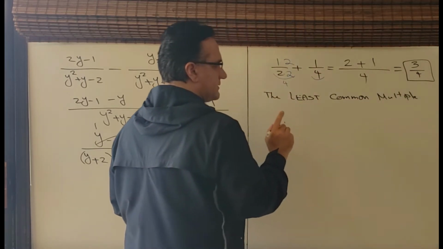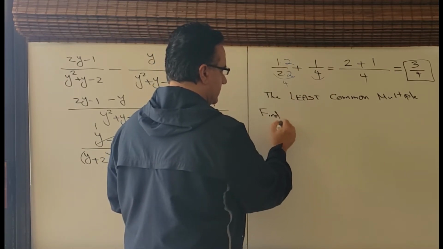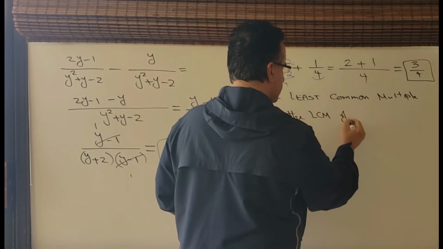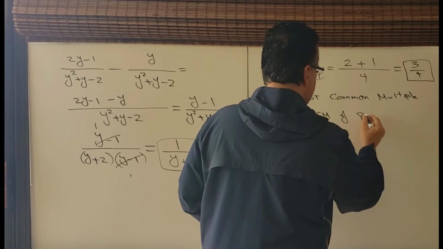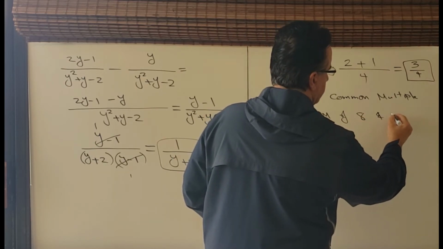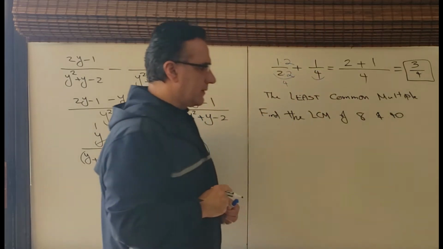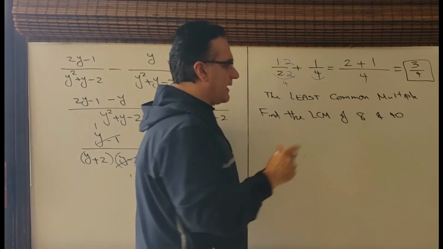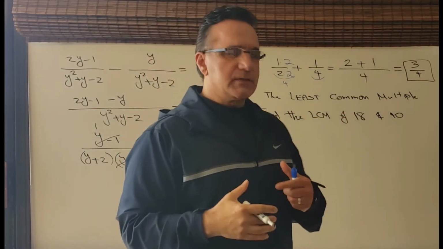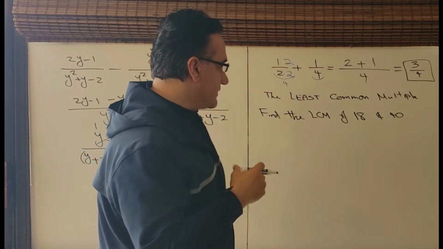Okay, so let's start with a real simple example of finding the least common multiple of, say, 8 and 40. Okay, so actually let's make it more interesting. Let's make it 18 and 40. So now we're just going to go ahead and do something that we're familiar with from the previous lessons.